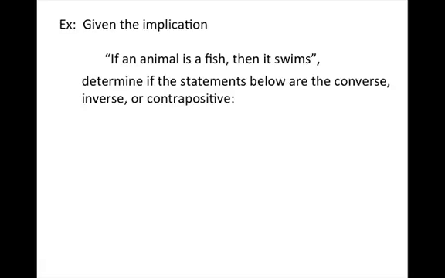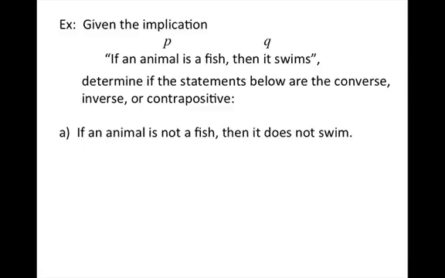Let's look at some examples of the implication, and specifically its converse, inverse, and contrapositive. So for example, if we have the implication, if an animal is a fish, then it swims. Remember, the part that comes after the if is usually our P, and the part that comes after the then is our Q. So our P is an animal is a fish, and our Q is it swims.